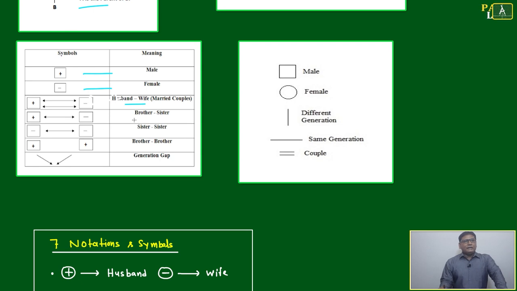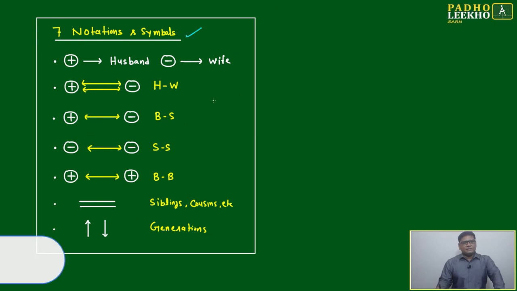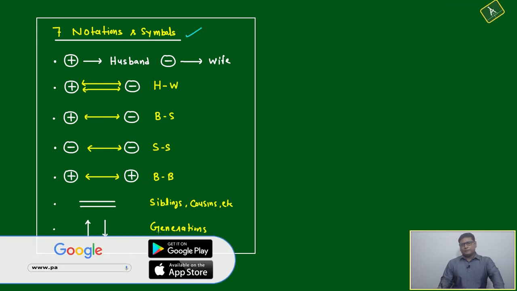One double-headed arrow: brother, sister, same generation, or sister to sister, or brother to brother, whatever is there. Generation gap, whatever will be there, we can represent by a vertical line or just an inclined line. Just combine all these notations; seven notations and symbols will be sufficient to handle each and everything.